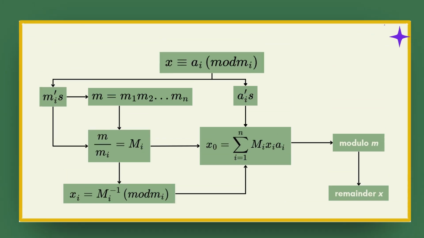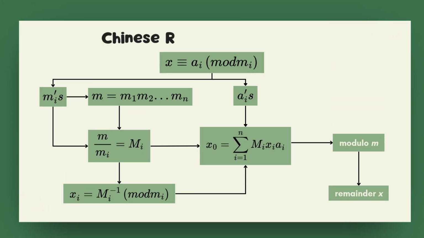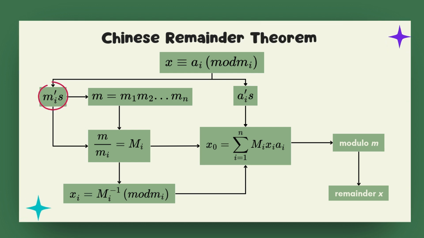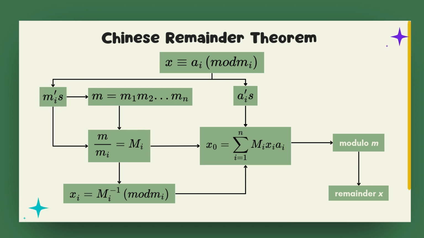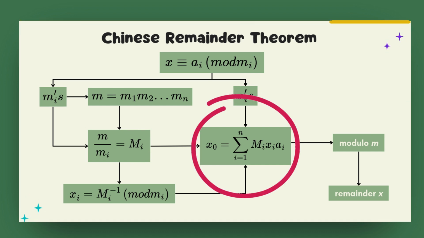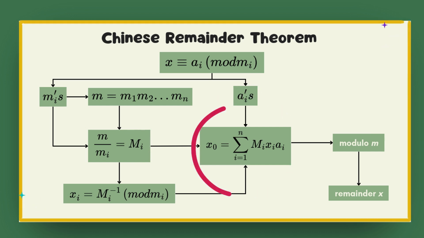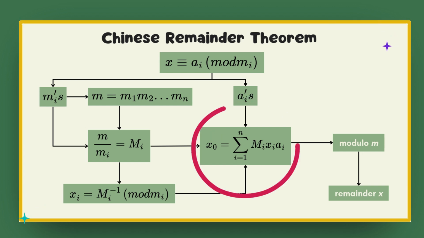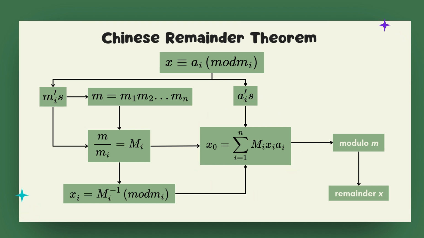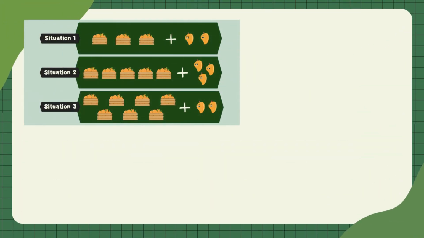Meaning to say, kailangan nating humanap ng ating mga m sub i, ng ating m, ng ating big M sub i, mga a sub i, and then find the product of big M sub i, x sub i, and a sub i, tapos yung mga product na yun ay ating i-add para makuha natin yung ating unique solution, modulo M. So with that, let us proceed.